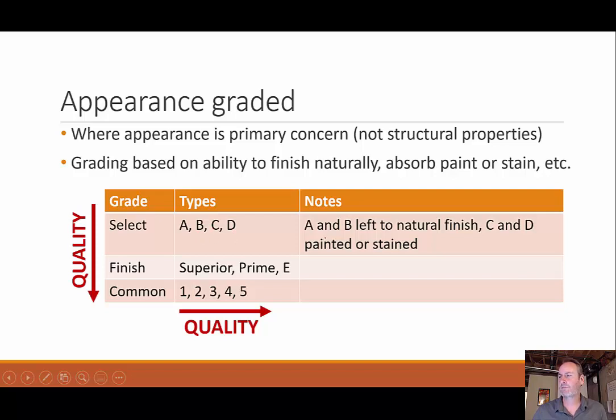There's a little note over here: A and B are left to natural finish, meaning they're a good enough quality where they don't need to be painted or stained. C and D would be. And then for the finish, we have superior, prime, or E, following with our notation. Once again, quality is moving down as we move from left to right. And lastly, we have common, 1, 2, 3, 4, and at the very bottom we have 5.